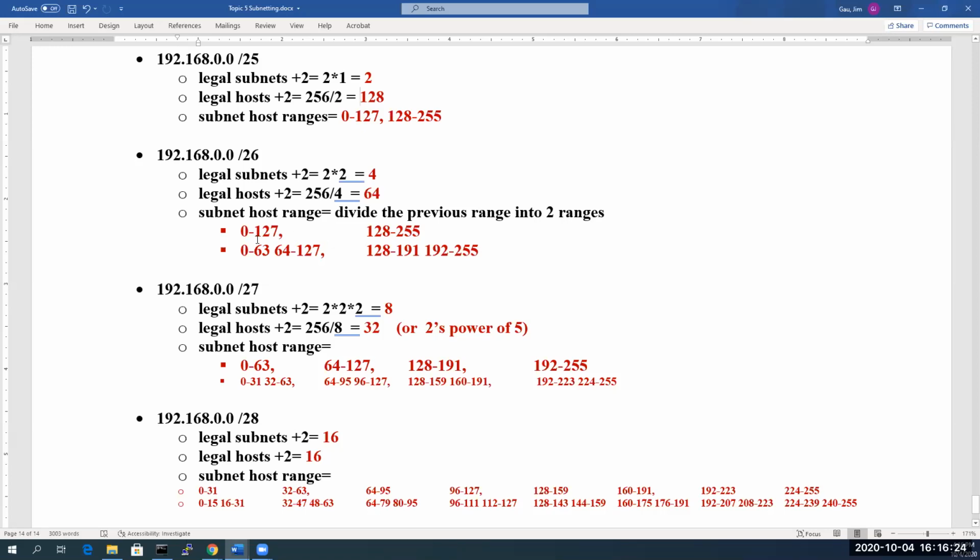For instance, if you flip 1 bit, your host range becomes 0 to 127, and the second half is 128 to 255. And if you further subdivide it into /26, then it becomes in this group. Then your networks will be from 0 to 63, and 64 to 127, and 128 to 191, 192 to 255.